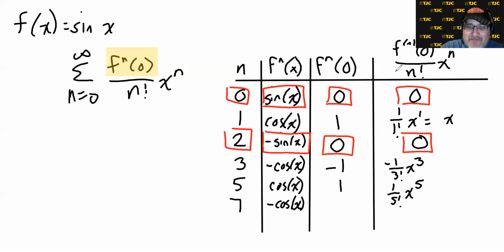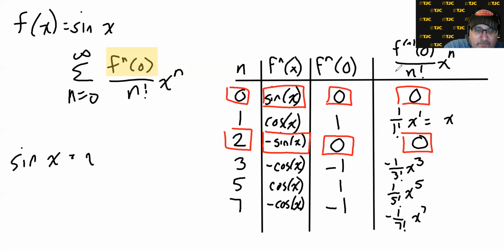And by the way, if skipping the even ones is messing with you, then don't skip them. Write them down so that you can see them. But you'll quickly notice that all the even ones are 0, and all the odd ones oscillate between 1 and -1. We're going to make an alternating series. -1 over 7 factorial x to the seventh. So it seems like our series is x minus 1 over 3 factorial x to the third, plus 1 over 5 factorial x to the fifth.